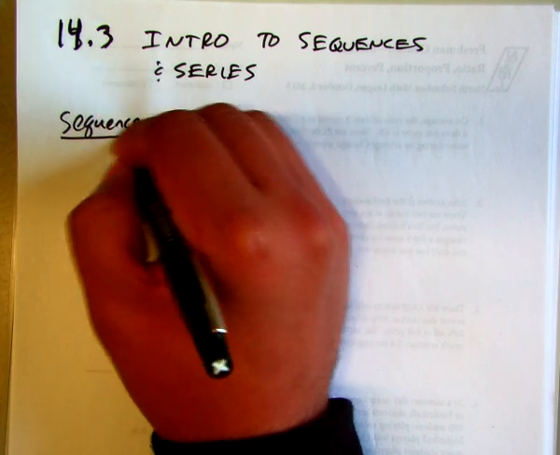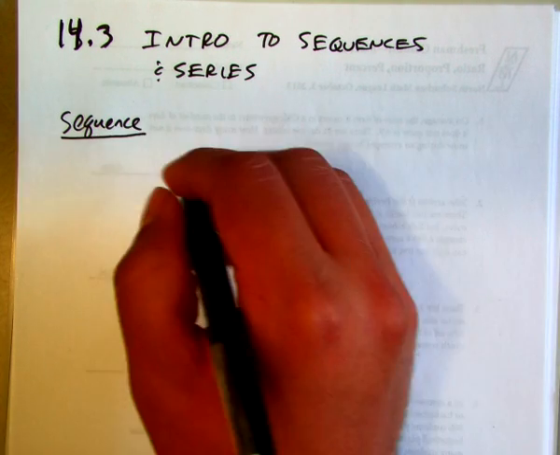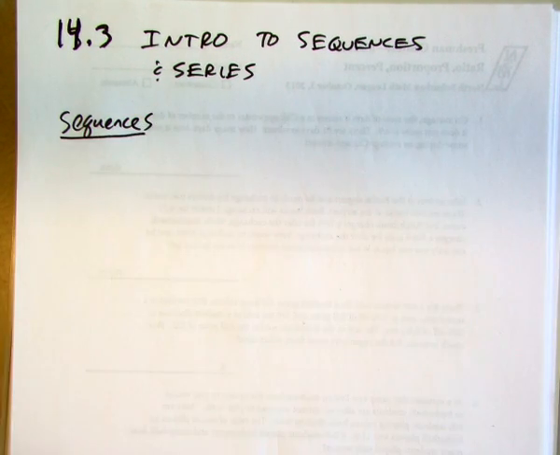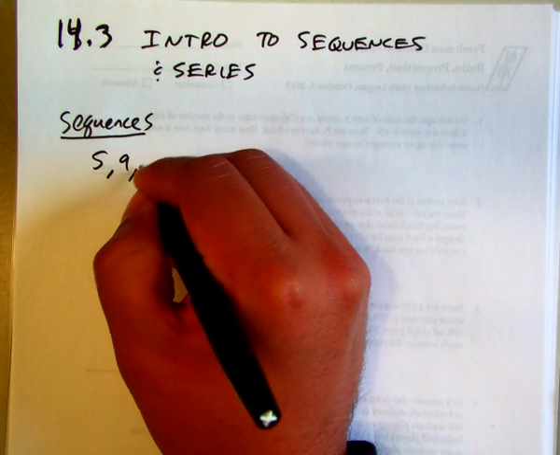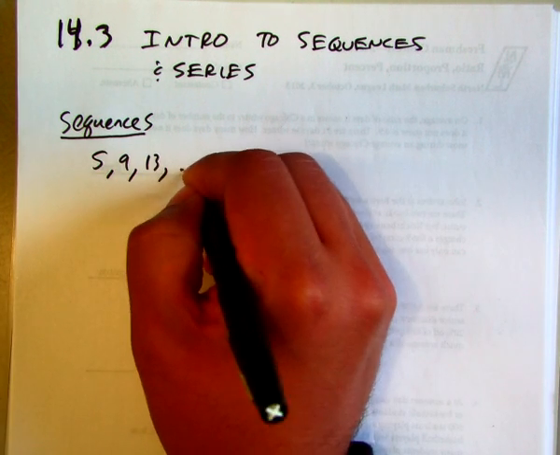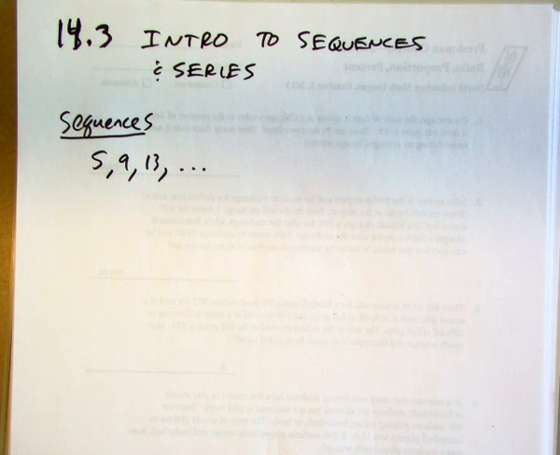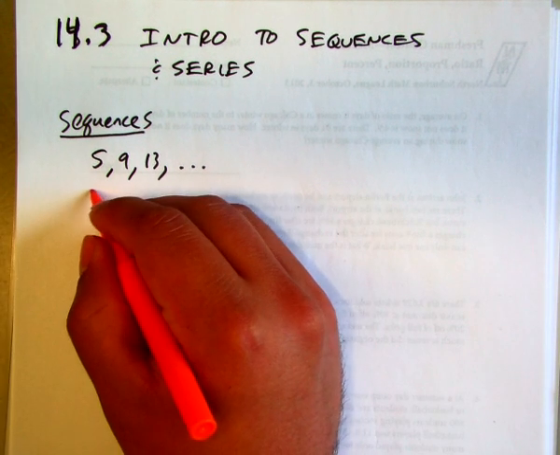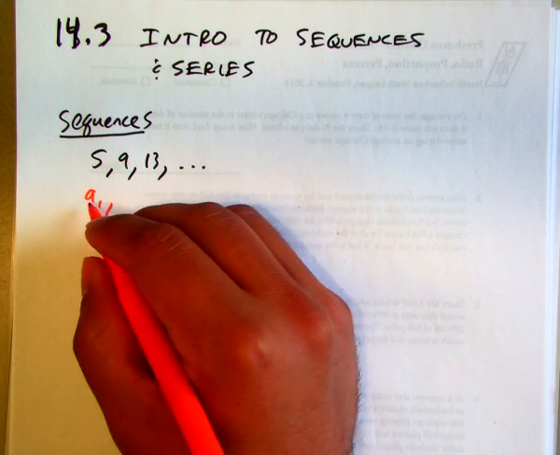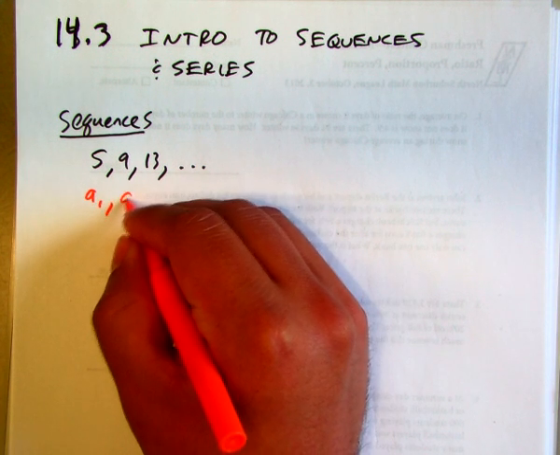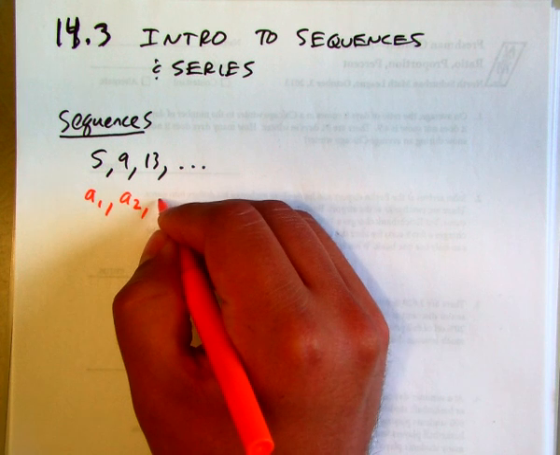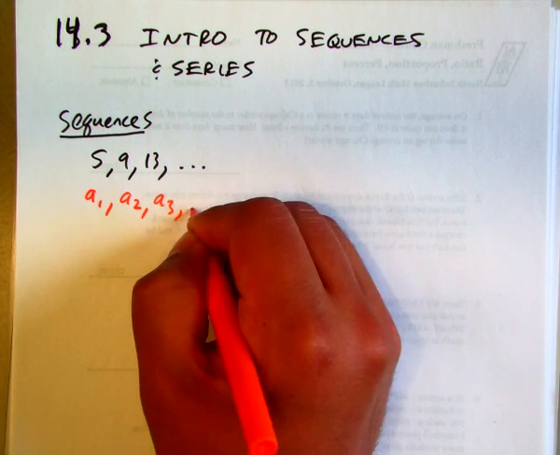Okay, a sequence is essentially just exactly what it sounds like. It's a sequence of numbers. For example, 5, 9, 13, etc. Symbolically, when we list them in order, we call the first term a sub 1, second term a sub 2, and so on.